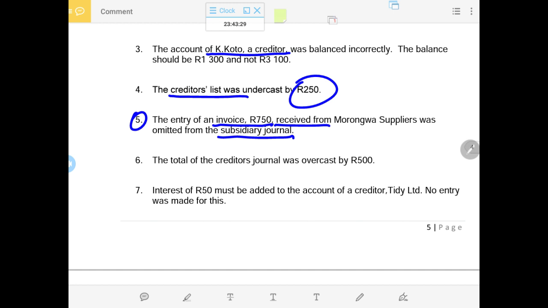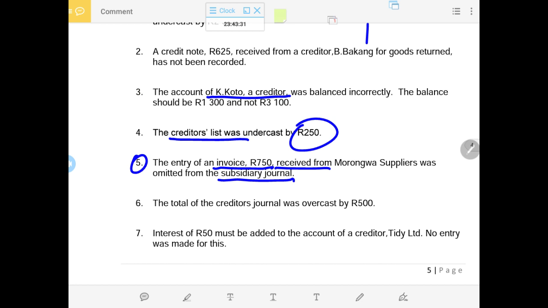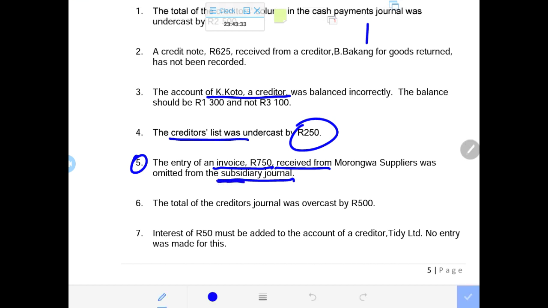Now on that same note, that means we need to say if this is a subsidiary journal. Remember, a subsidiary journal where there's an invoice is when we bought on credit.